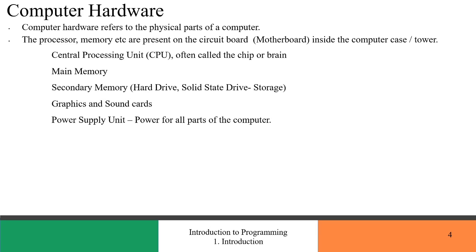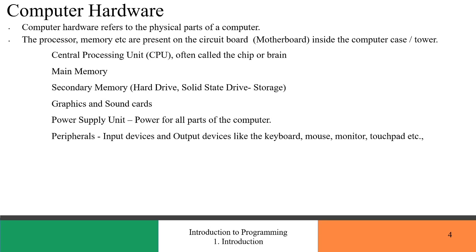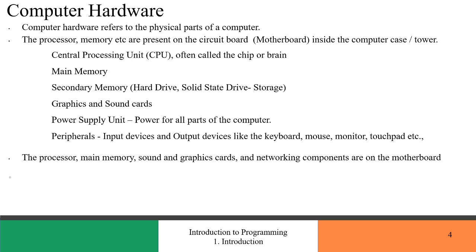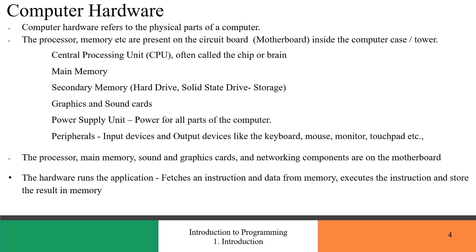To provide power for the functioning of all these parts, there is a power supply unit. In addition to the parts inside the computer, we have peripheral devices like the keyboard, mouse, monitor, etc., which serve as input and output devices. The processor, main memory, and all of these components are on the motherboard. The hardware, that is, all of these parts, run the application. They fetch an instruction and data from the memory, execute the instruction, and store the result or display the output as required.